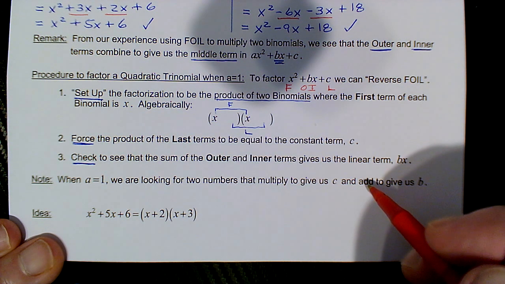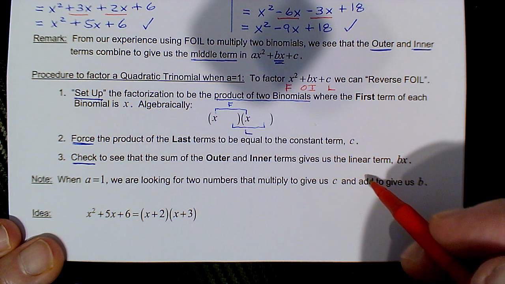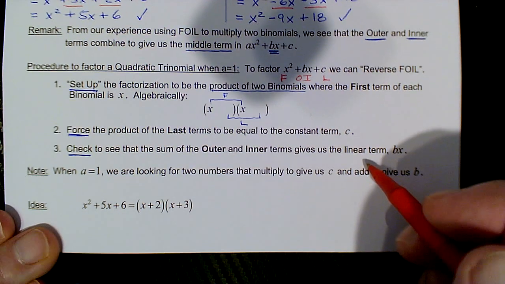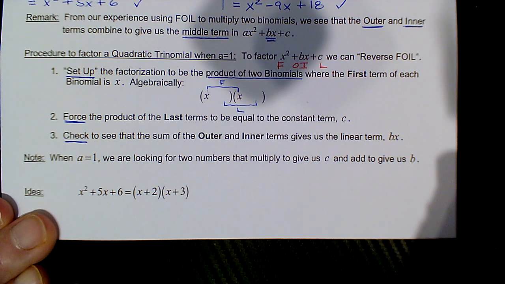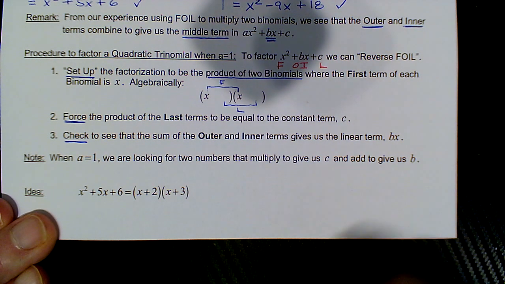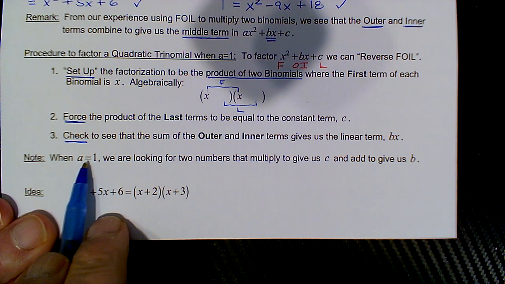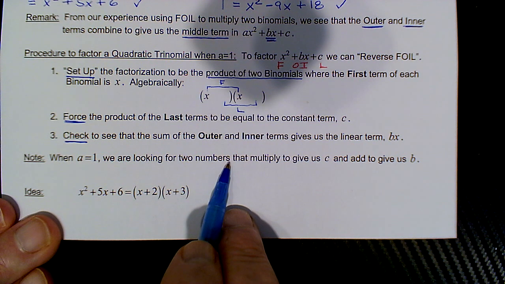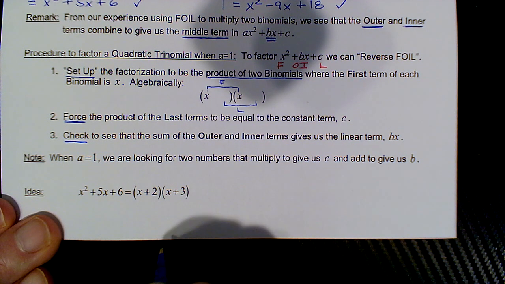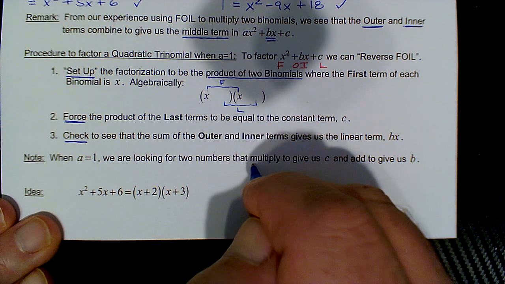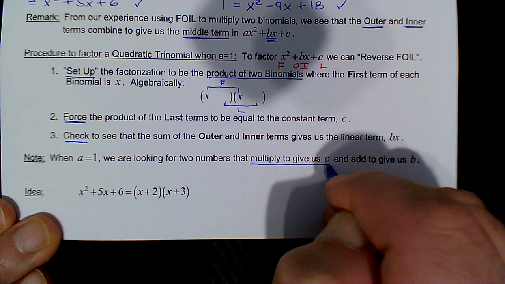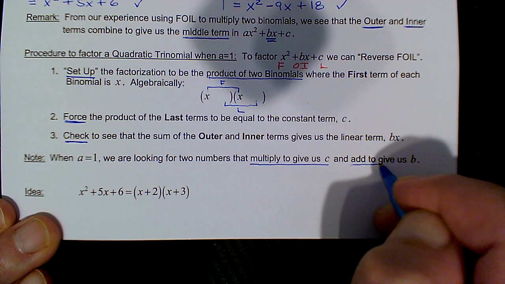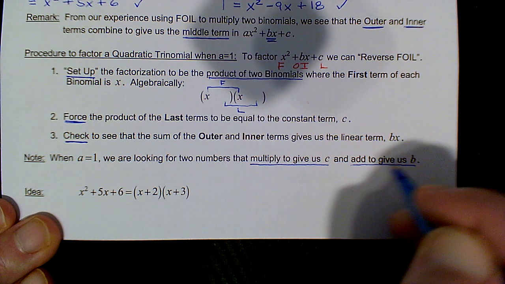And there's actually, for this case, although I'd like you to consider the reversing FOIL method as we've just described, for this case, there's a little trick that always works, but it only works when a is equal to 1. We're basically looking for two numbers that multiply to give us c, and add to give us b.